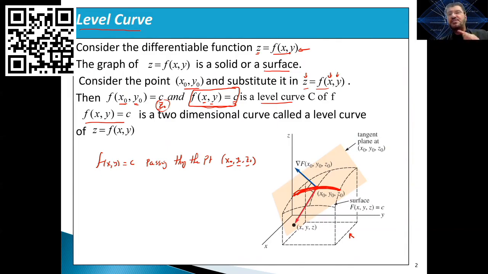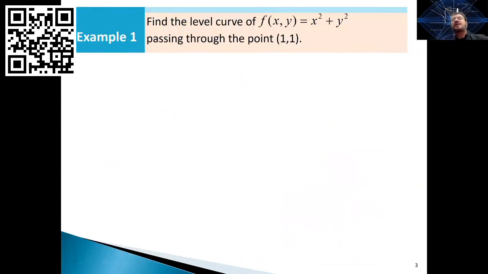We know that this curve must pass through the point x naught, y naught, and z naught. To explain this one better, I'm going to take this example, guys. It says find the level curve of this function, f of xy equal to that. So I will call this function z, by the way. So z is equal to f of xy, and this is equal to x squared plus y squared.